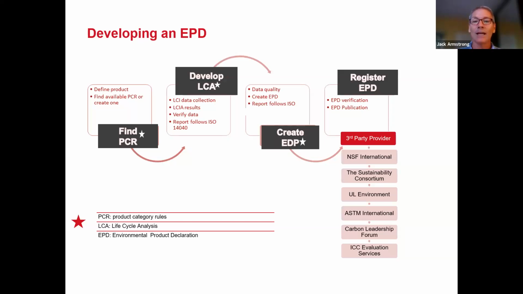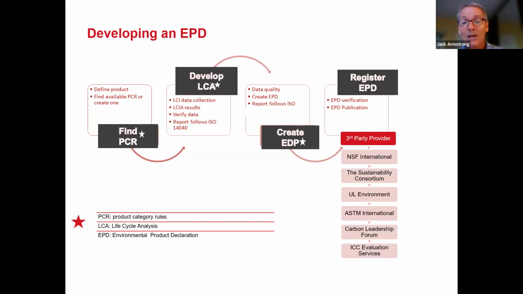But the whole idea of the product category rules is that everybody in that industry gets together and agrees on what the unit of measure is. So then you can have apples to apples comparisons of the variety of different versions of that particular product from multiple manufacturers. Then you submit that information to a third-party program operator or provider, and you can see a variety of these in the lower right-hand corner here under the red rectangle. So whether it's something like UL Environmental, ASTM International, Carbon Leadership Forum, there are many other versions and competing companies around the world.